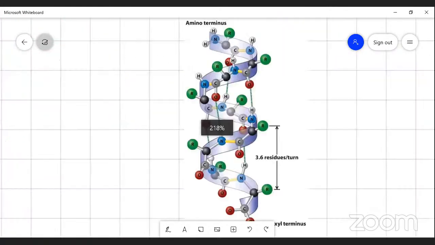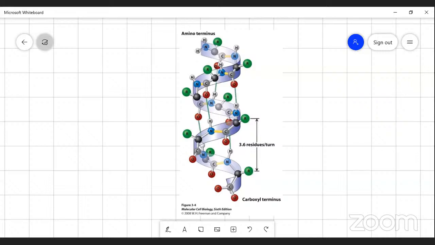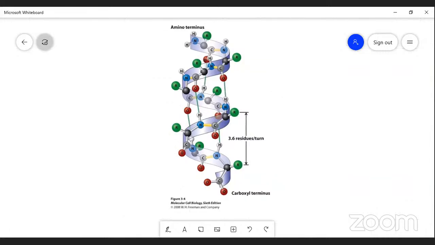So this is the alpha helical structure of amino acids. Here there is the formation of hydrogen bonds. Listen, here is the NH bond, and here is the CO bond. The NH and the CO are making the hydrogen bond between the amino acids.